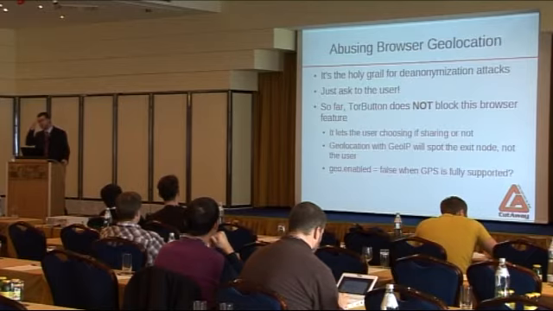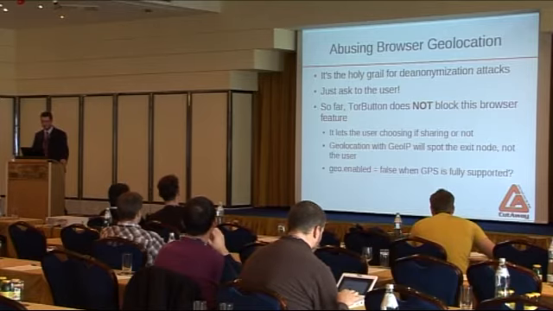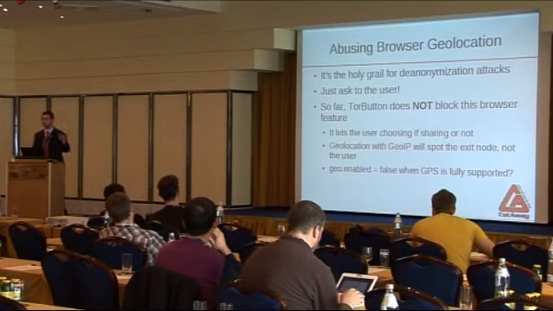How can we abuse browser geolocation? Well, it's the holy grail for de-anonymization attacks. We just ask the user, hey, where are you? Okay, I'm here. So far, Torbutton does not block this browser feature. I don't know why. I think mainly because this feature lets the user choose whether to share the location or not. So if a user is trying to surf anonymously on the web, I don't think he is going to share his location with a web application.